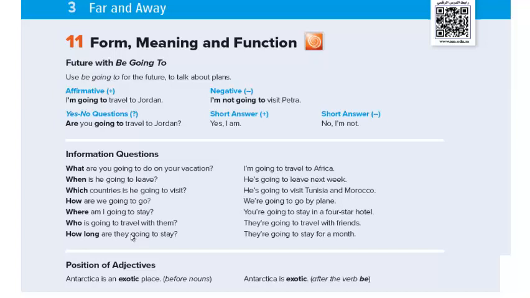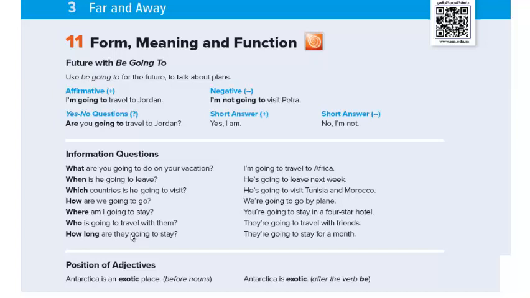Who is he going to travel with? They're going to travel with friends. How long are they going to stay? They're going to stay for a month. So as you can see here, each and every question word asks for a particular piece of information.